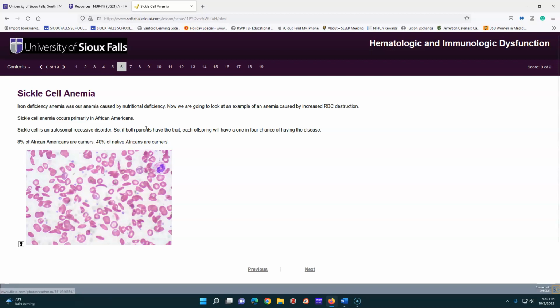This is autosomal recessive, so both parents have to have the trait, and your whole Mendelian genetics with this. African Americans are only about 8%, while 40% of Native Africans are carriers of this. So there's a big discrepancy here. One theory for why sickle cell anemia exists is that malaria really doesn't like it when these cells are sickled. And so it might be an opportunistic or compensatory situation by that person's body to try and protect themselves. At least that's a theory of it anyways.